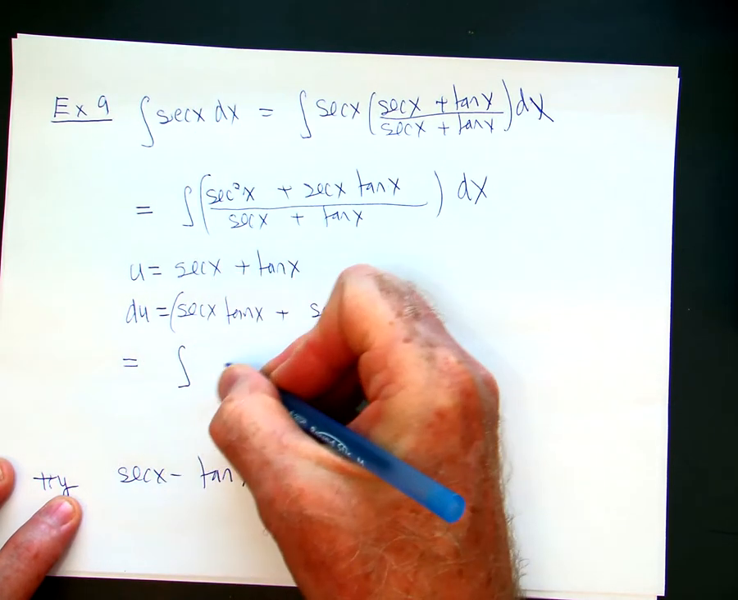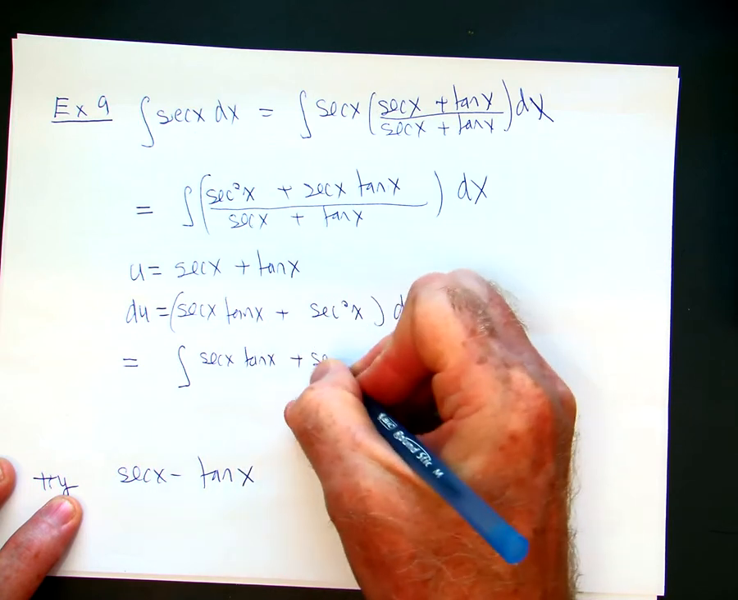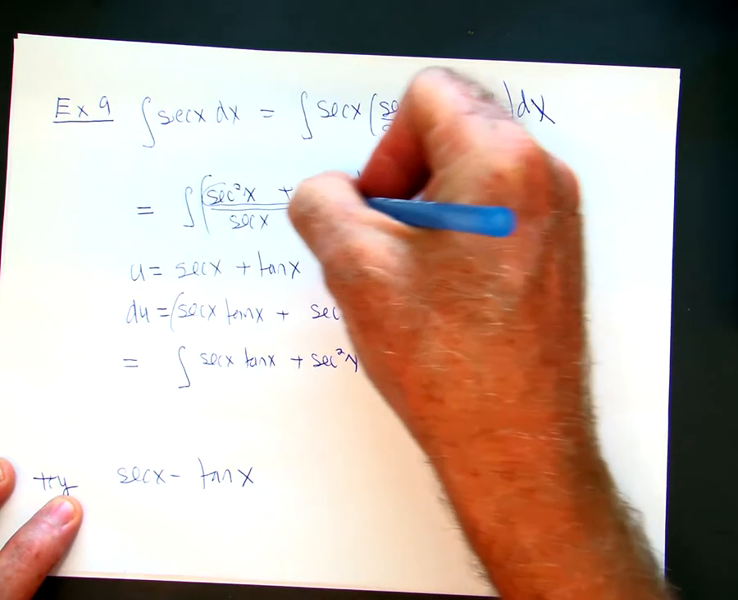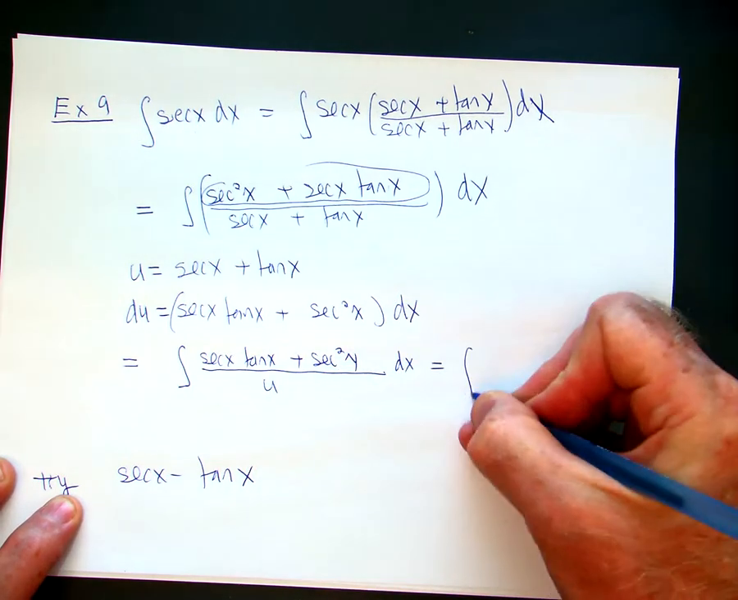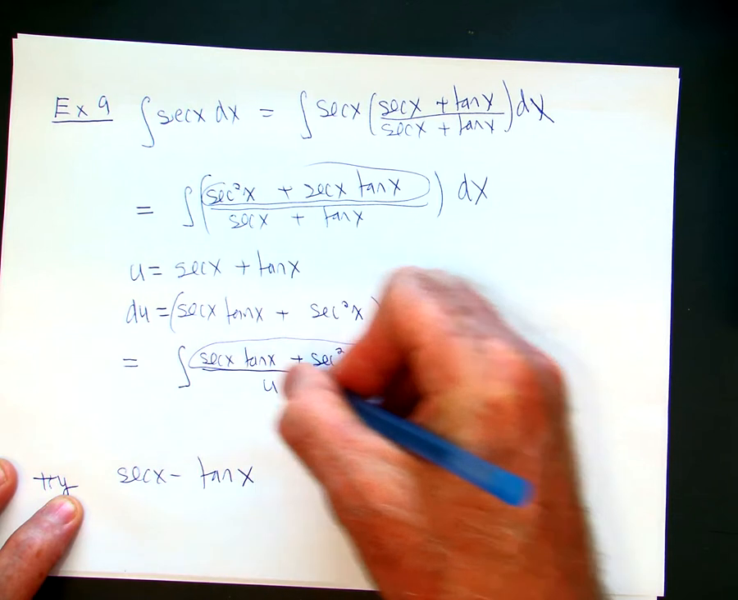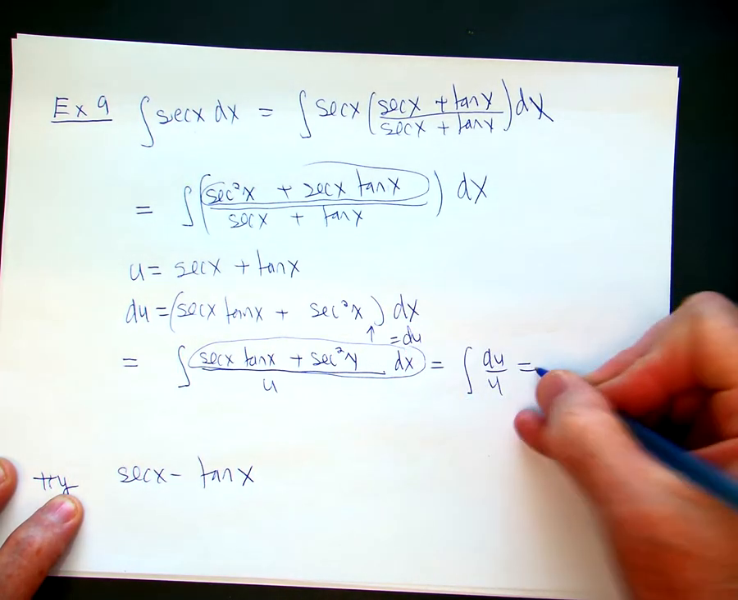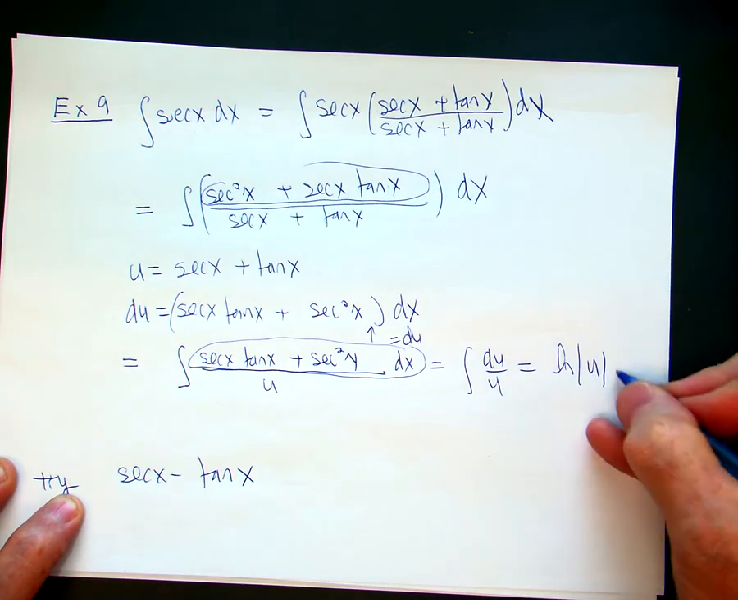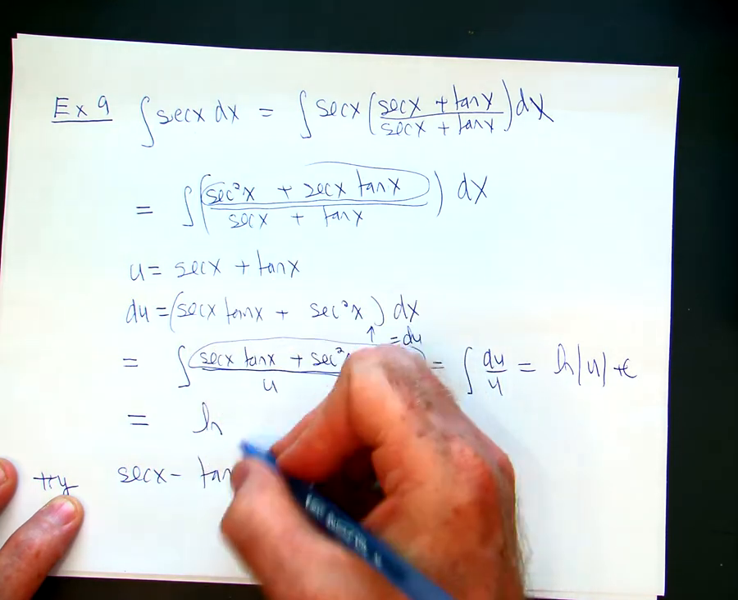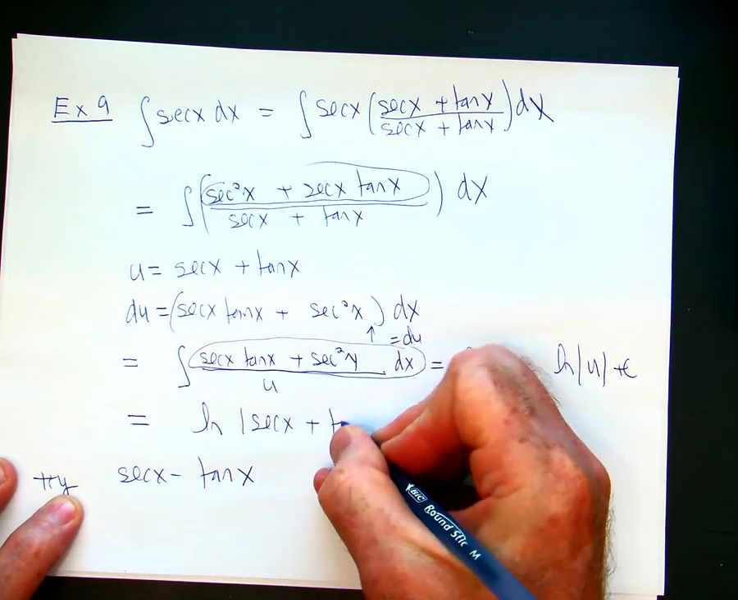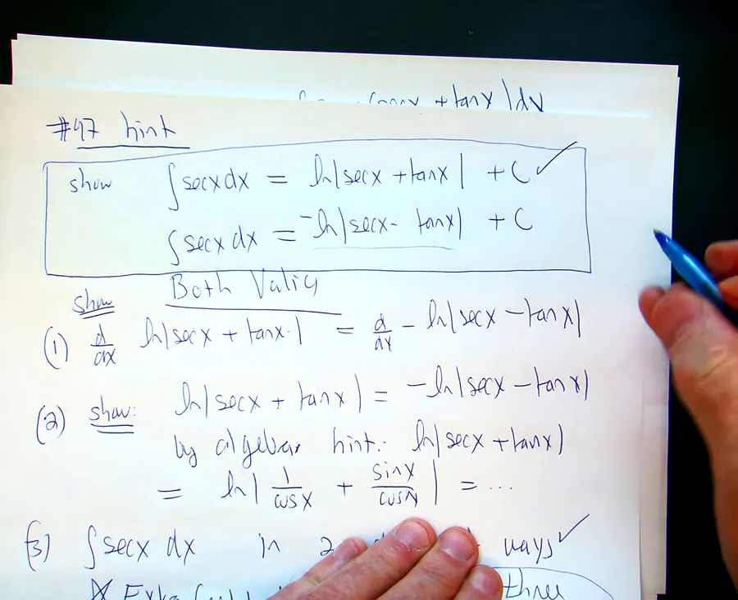This is going to be the integral of, I'm going to just switch things around, secant x tan x plus secant squared x. So I just switched that around to make it more friendly. Over u dx, well, that just becomes, that's my du, if you look right up here. This is the natural log absolute u, as we saw earlier, and this is going to be equal to the natural log of secant x plus tan x plus c. So that's the first formula. We showed that one. Now we need to do that one.